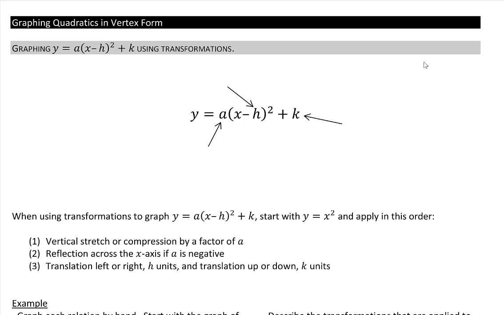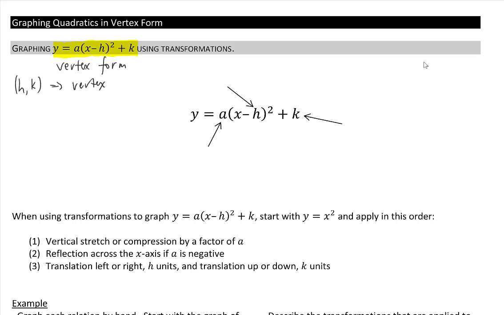We're now going to look at graphing quadratics in vertex form. What you may not have known is that y equals a(x minus h) squared plus k is called vertex form, because recall that h and k gives us the vertex. So using this form, we now know three things.